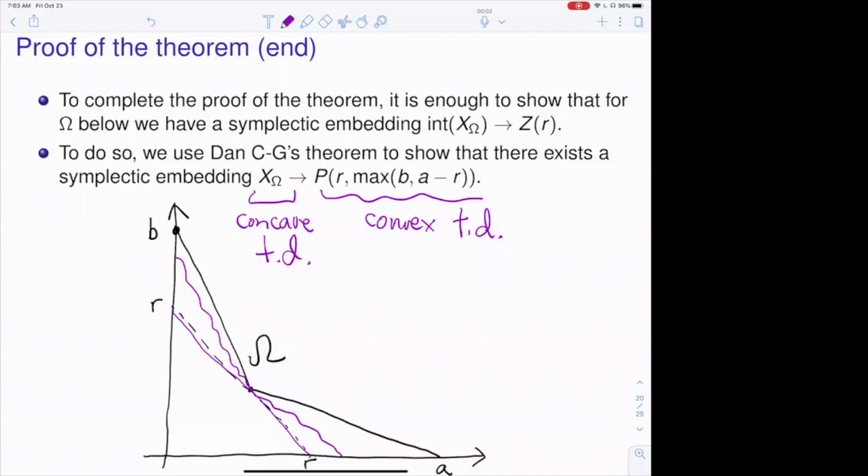So we just have to prove that the ECH capacities of X omega are less than or equal to the ECH capacities of the polydisk. And there's a fun proof of that using the formulas for these capacities, but I don't think I have time to explain that right now.